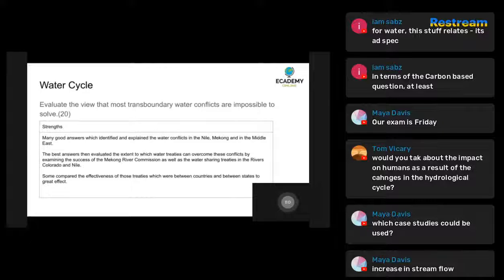The best answers evaluated the extent. So remember, for evaluation questions, you've got to say at the end, to a large extent or to a small extent, X or Y factor has a greater influence than the other, despite or for reasons such as whatever it might be. So they examined the success of the Mekong River Commission as well as the water sharing treaties in the rivers Colorado and the Nile. And some compared the effectiveness of those treaties, right?